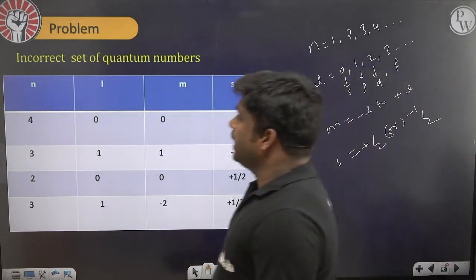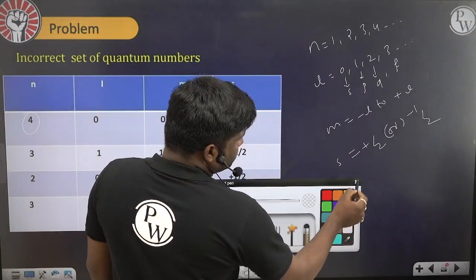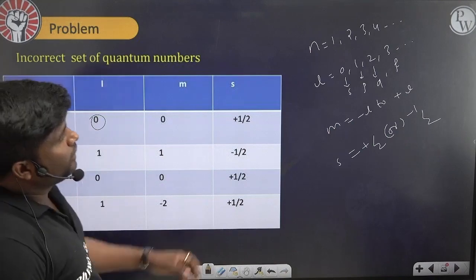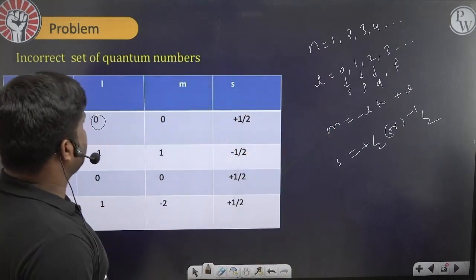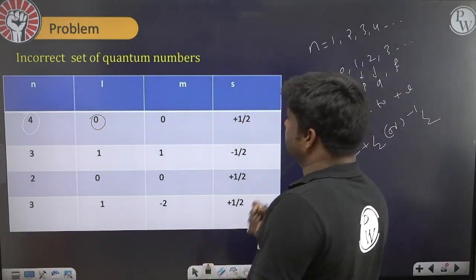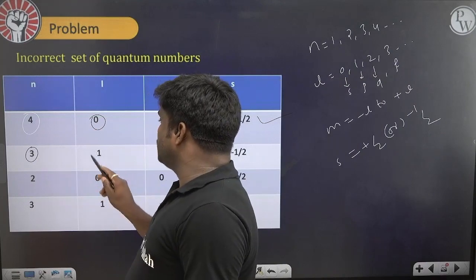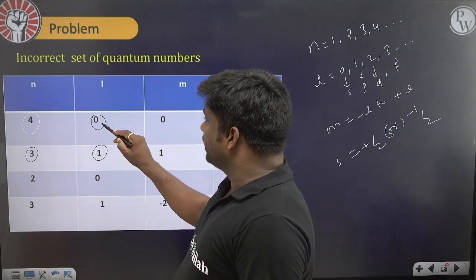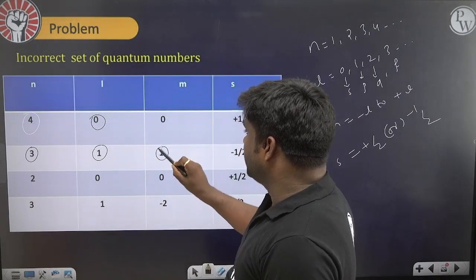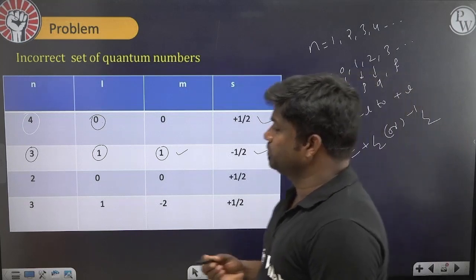See carefully now. N value 4. Right? When N value is 4, L value 0 is possible. Next, M value is minus L to plus L, so M value 0 is possible, and S value can be plus half or minus half. This is a correct set of quantum numbers. And N value is 3, L value is 1, L is less than N. Here above also L is less than N. Okay, this is also correct. M value minus 1 to plus 1, so plus 1 is there, it is a correct value. And it is minus half, right, you may have minus half for spin quantum number.